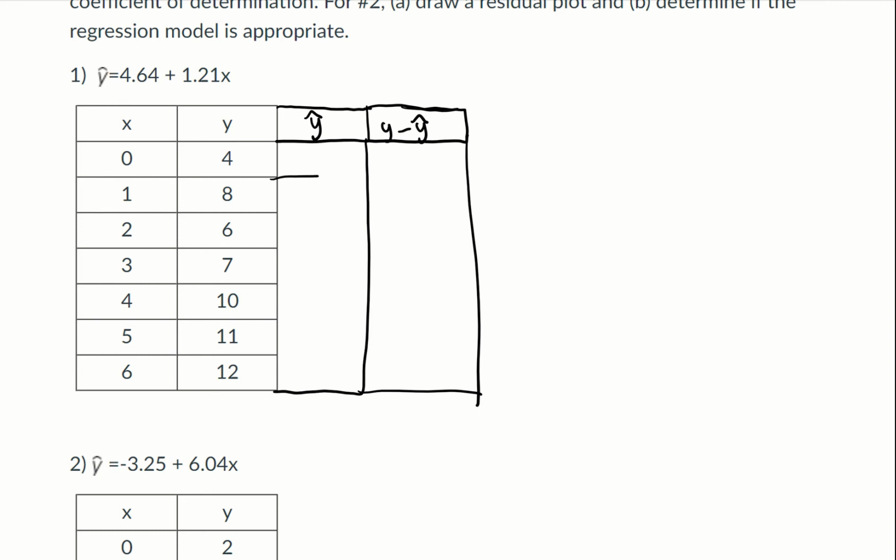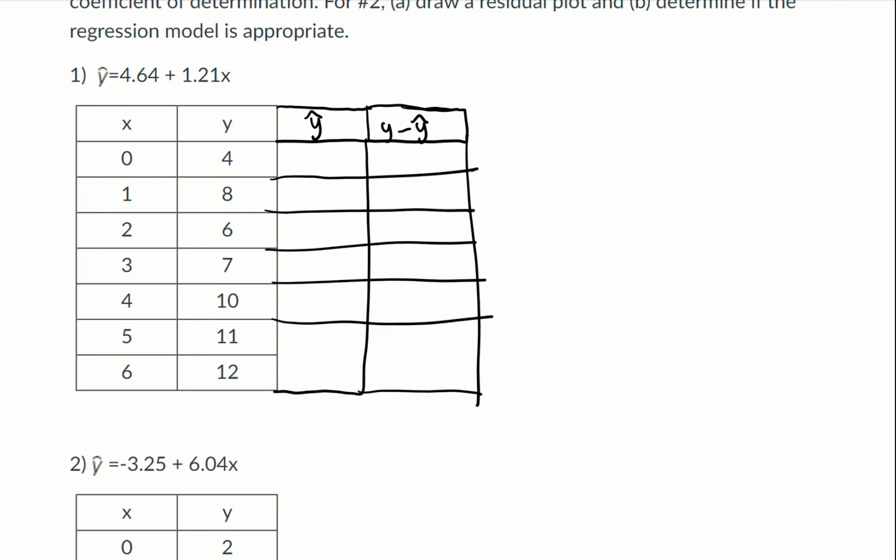What we're going to need to do is plug the x value into the least squares regression model. If we did that, that would give us y hat, because that's what we're looking for. So if we plug in 0, for example, we would get 4.64 plus 1.21 times 0, which is 0, and then we get 4.64. That's going to be our y hat.